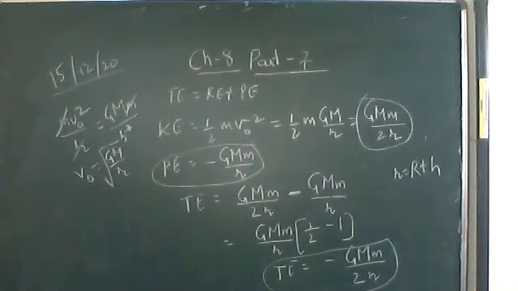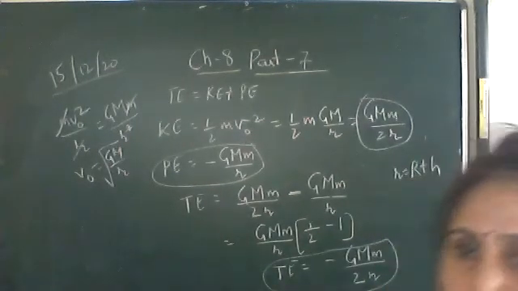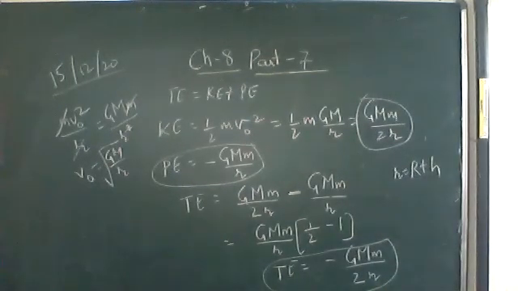Now here we see that the total energy is negative. The total energy being negative means the satellite is bound to the Earth. It won't run away or go anywhere in space. It is bound to the Earth, and it will keep on revolving around the Earth. So note it down.